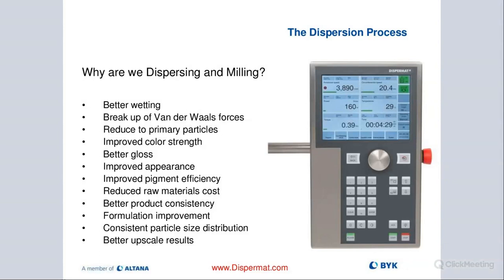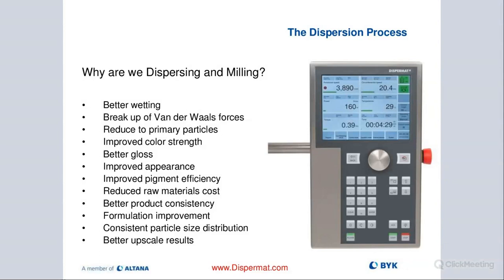And the whole idea is really to break up the binding forces. They're also called the Van der Waals forces that hold these pigment particles or nanoparticles together and basically create these larger clusters called agglomerates. And then what we want to do is break up these binding forces, these invisible magnetic forces, and separate them. And that's the whole idea of dispersing and milling. We're not trying to destroy any pigments or particles. We really just want to break up these Van der Waals forces.